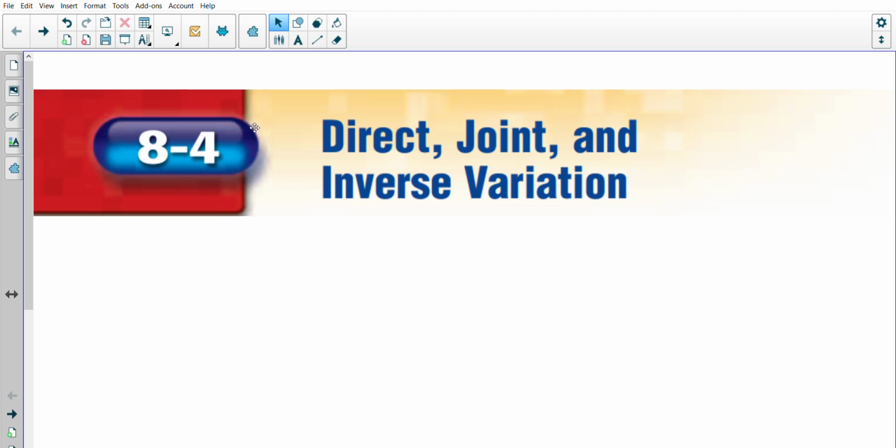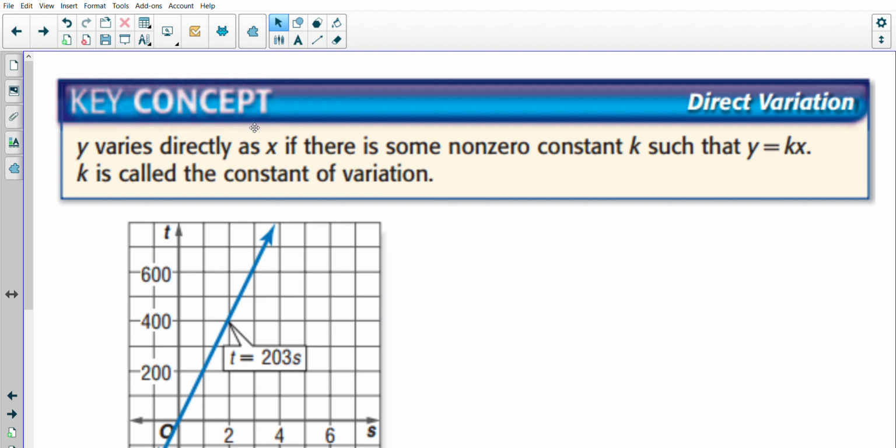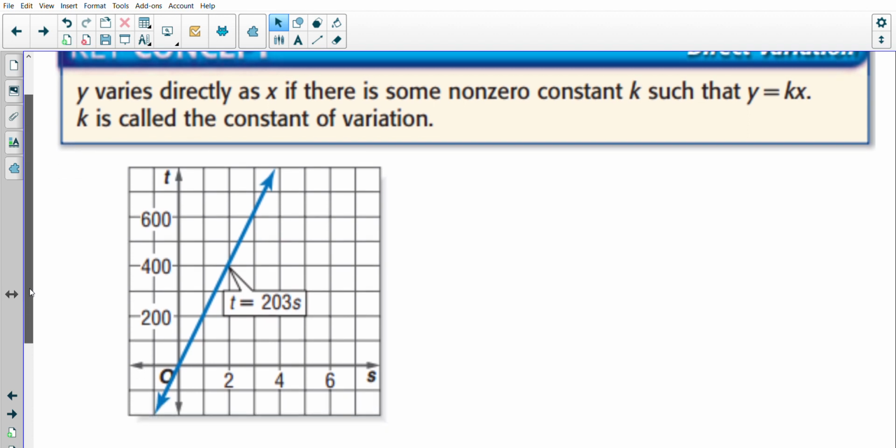In today's video, we'll look at section 8-4, direct, joint, and inverse variation. So the first one we're going to look at is direct variation. That is when y varies directly as x if there is some non-zero constant k such that y equals kx. K is called the constant of variation. So notice it's just a line and it will always go through the origin.